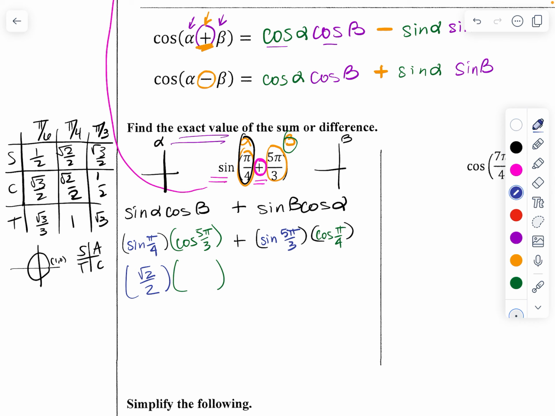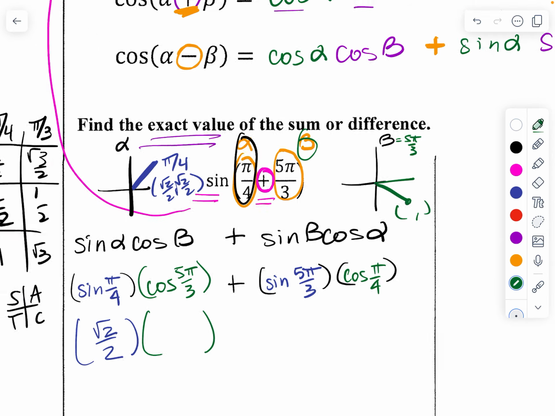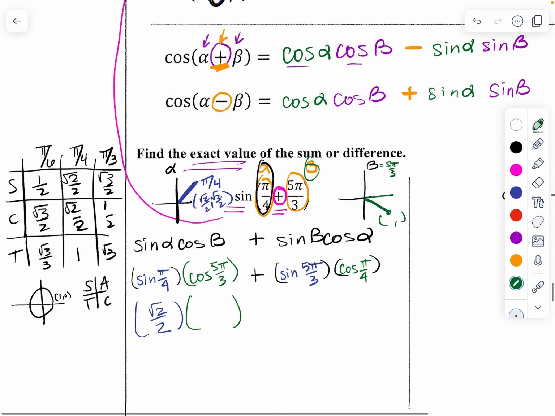So actually, really quick, let me go back. Sine of pi over 4, this is alpha. Pi over 4 is right here. We know that's root 2 over 2 comma root 2 over 2. And then 5 pi over 3, I know 5 pi over 3 is right here, right? So if beta is 5 pi over 3, I know that point, cosine comma sine, is here. Cosine of 5 pi over 3 is going to be 1/2 comma root 3 over 2.